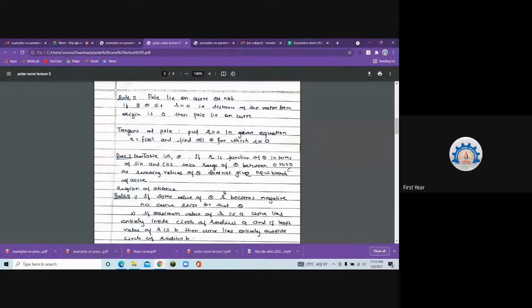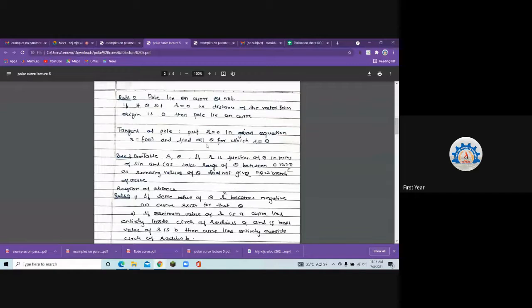Next is the tangent at pole. Once you have the origin, you have to find the tangent at pole. So how are you going to find it? For which theta r becomes 0, those are all tangents to the pole. I will show you in a graph how it becomes, in the diagram. So the tangent at pole: put r equal to 0 and you get all those theta for which this is happening. So there will be multiples.